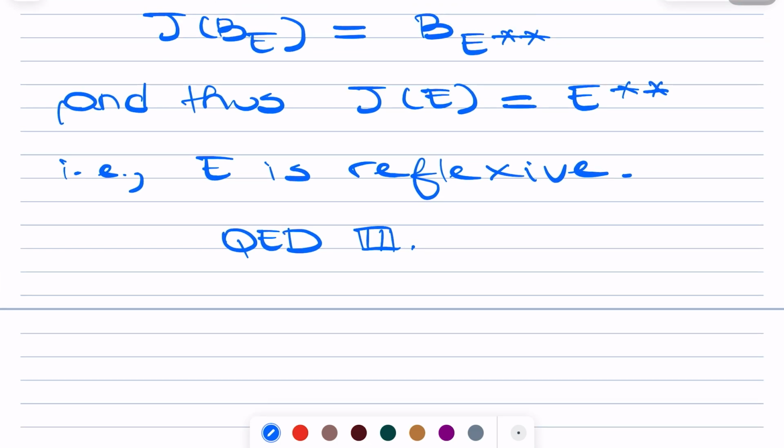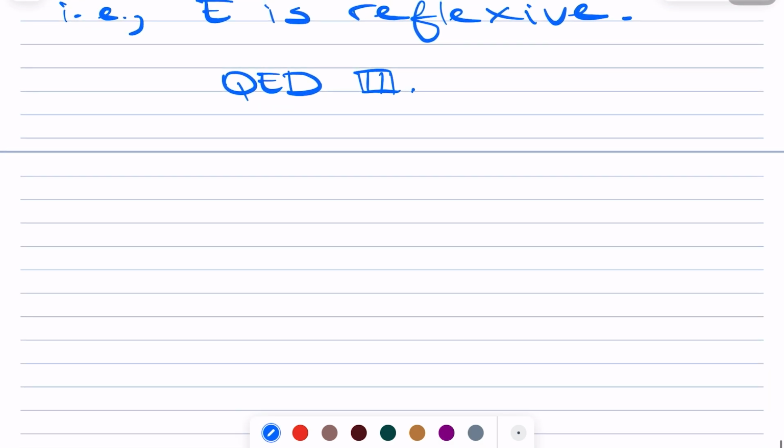So in connection with the compactness properties of reflexive spaces, we also have the following two results that we are not going to prove. But if you face any particular issue, please feel free to reach out to me via email. We start with Theorem 3.18.